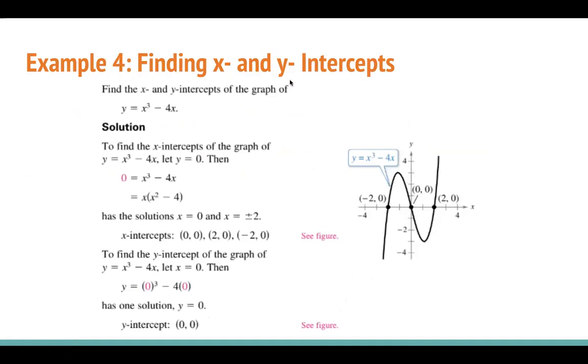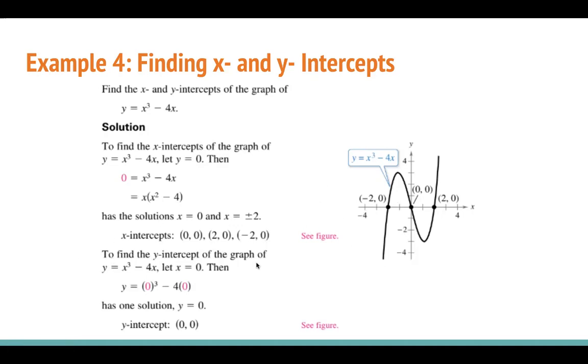Example 4, finding x and y intercepts. First we're going to find the x and y intercepts of the graph of y equals x cubed minus 4x. To find the x-intercepts of the graph, we take the equation and let y equal 0. So we get x times (x squared minus 4) equals 0, and x squared minus 4 equals 0 results in x equals plus or minus 2. So x will equal 0 and x will equal plus or minus 2, and we write them as points: (0, 0), (2, 0), and (-2, 0), shown in this figure here.